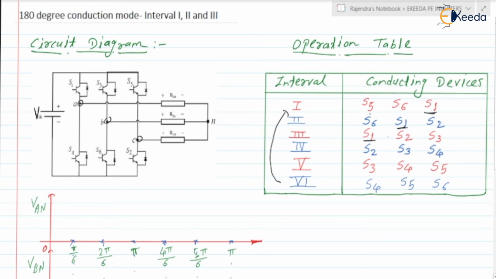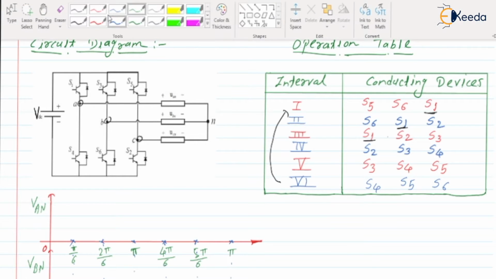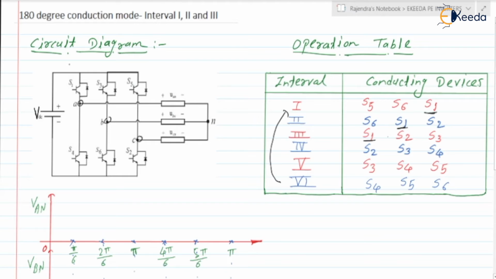During the first interval, switch number 5, switch number 6 and switch number 1 will be in the on state. So S5 will be on, S6 will be on, and S1 will be on. So S1, S5 and S6 will be in the on state.